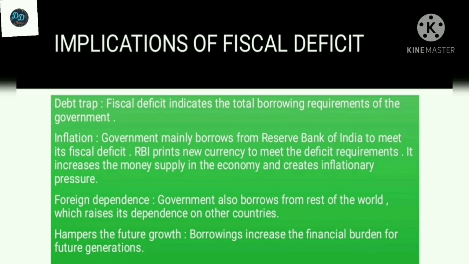The next one is inflation. Government mainly borrows from the RBI to meet its fiscal deficit. Here the RBI prints new currency to meet the fiscal deficit requirements. It increases the money supply in the economy and automatically creates inflationary pressure. The third one is foreign dependence. The government also borrows from the rest of the world, which increases its dependence on other countries. Hampers the future growth means borrowing increases the financial burden for future generations. It adversely affects the future growth and development of the country.